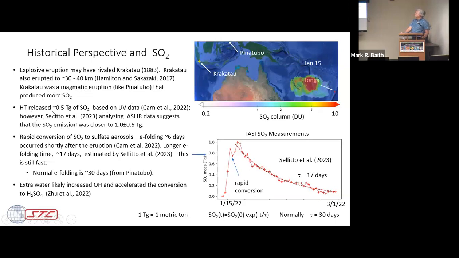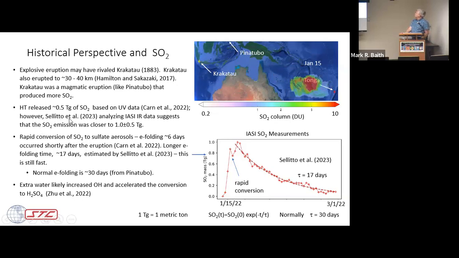So Hunga-Tonga released only about half a teragram. A teragram is 1 million metric tons. So about half a teragram of SO2 based on the data from Karn et al. using UV measurements. Here's the SO2 cloud here. And this is the SO2 column in Dobson units. And Pinatubo's up in here, and here's Krakatau.